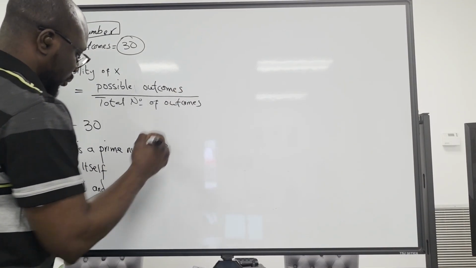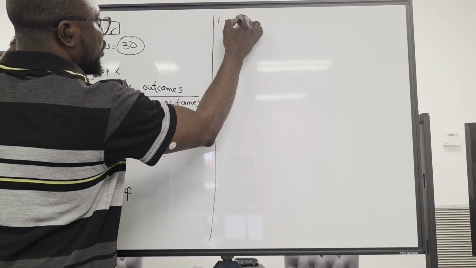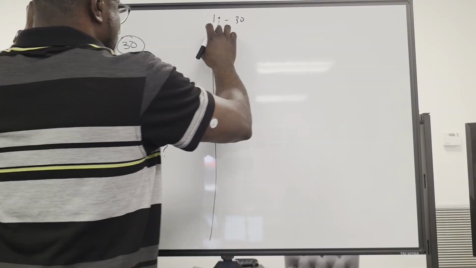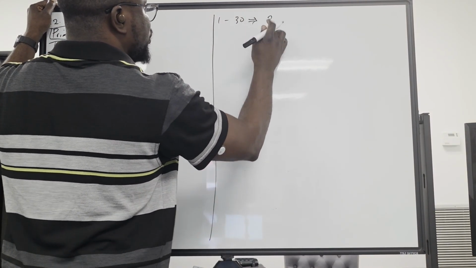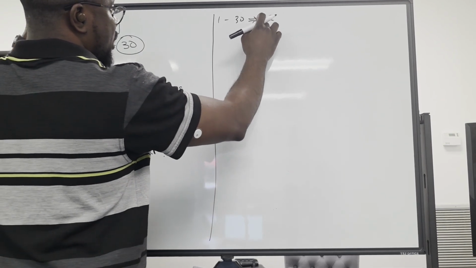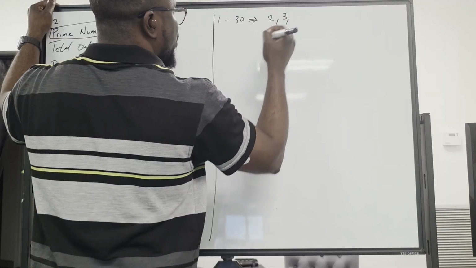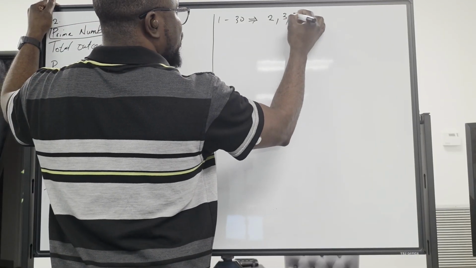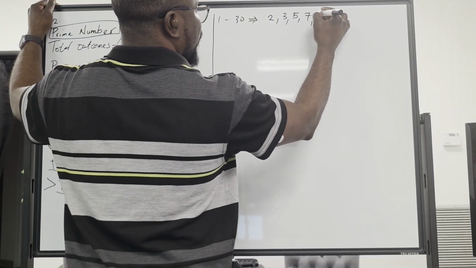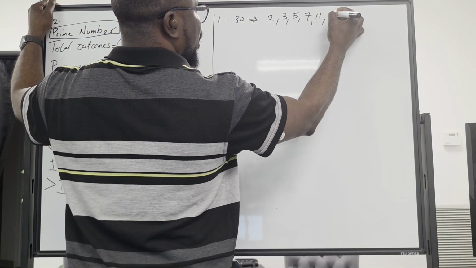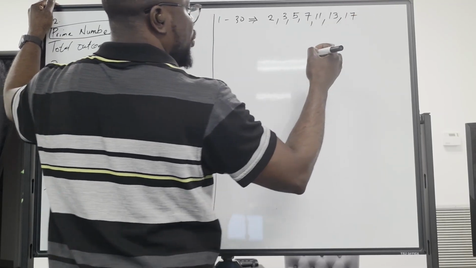So let's do that. I'm going to draw a line here. Between 1 and 30, we're not going to count 1 because it has to be greater than 1. So we start with number 2. 2 can only be divided by 1 and itself. You have number 3. You have number 5. You have number 7. You have 11.